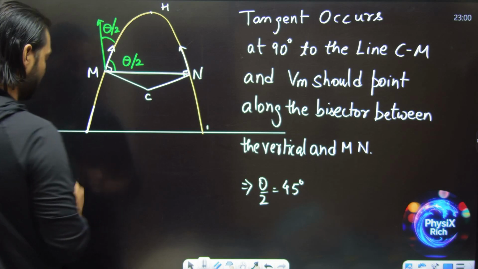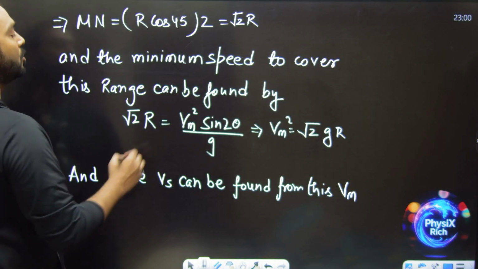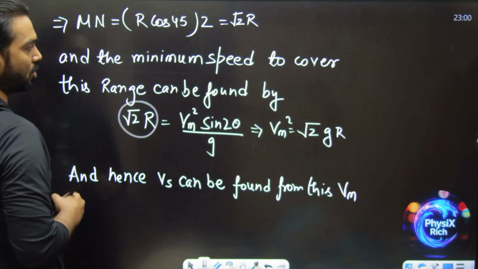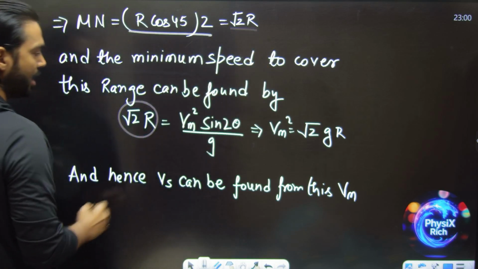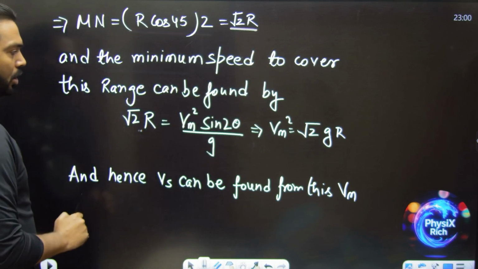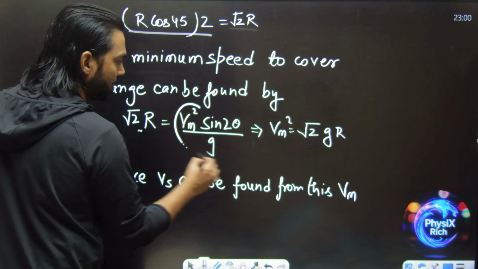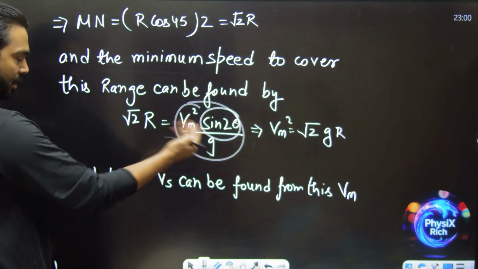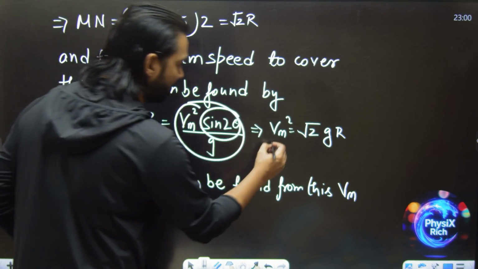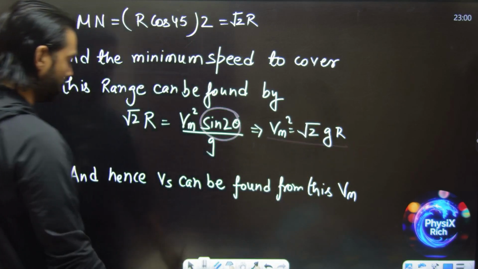And once you know that this is 45 degrees, then you simply get this length. You remember that this was 2r cos theta. So 2r cos theta simply becomes 2r cos 45, which is what I've written over here, and that is root 2 r. And if you want to cover this root 2 r with the minimum possible speed such that sin 2 theta is 1, I have written the formula of range. You simply get Vm square equals root 2 gr.